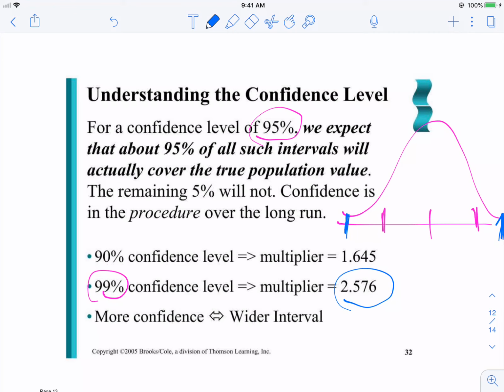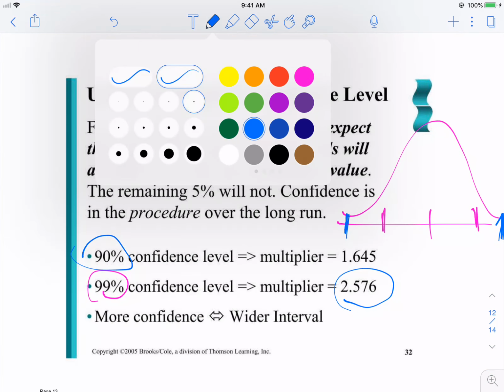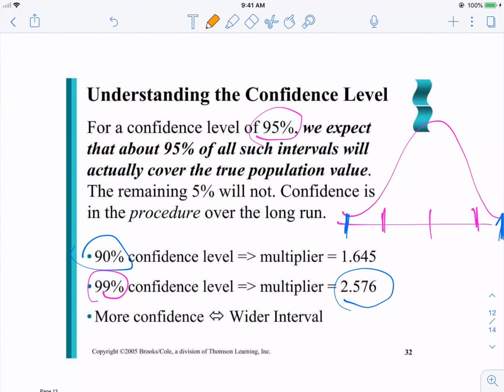Okay? If you were to lower the confidence, now you're only 90% confident, okay? You could narrow that interval. Okay, so now you're 90% confident. The multiplier here, you're about 1.645 standard deviations to the left and to the right. Okay, so your interval is now more narrow.